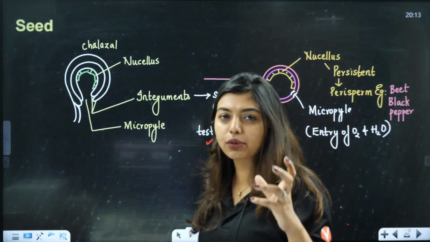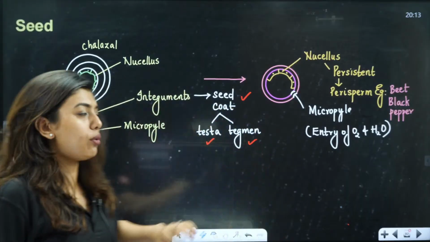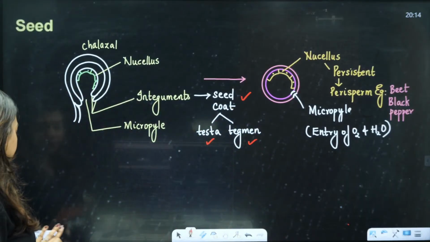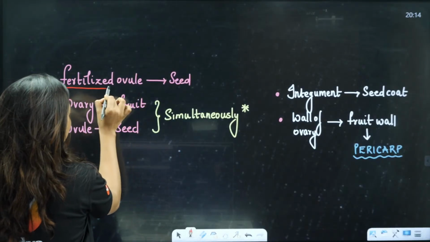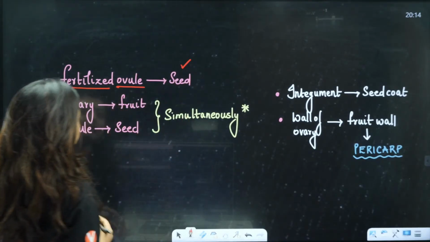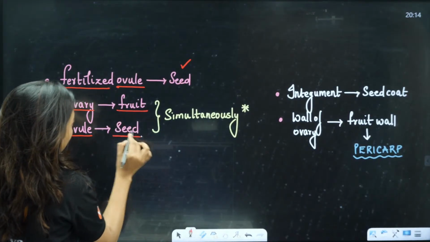In the ovule, the integuments, the hilum, and the micropylar end each have a job. Now, the fertilized ovule. Students, the ovule which is fertilized is ultimately called the seed. The fertilized ovary is called the fruit. The fertilized ovule is called the seed.